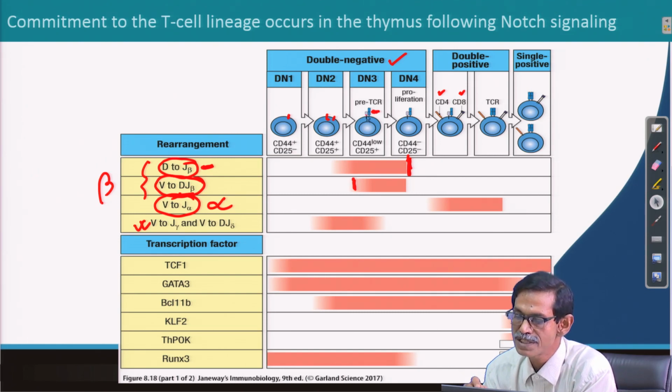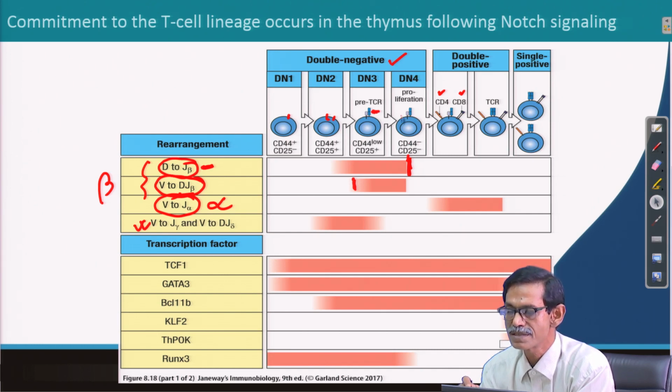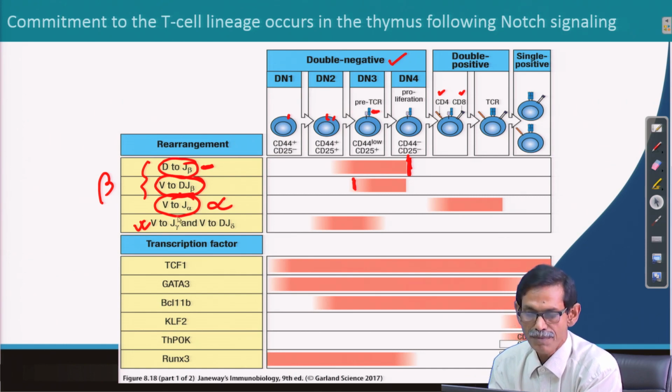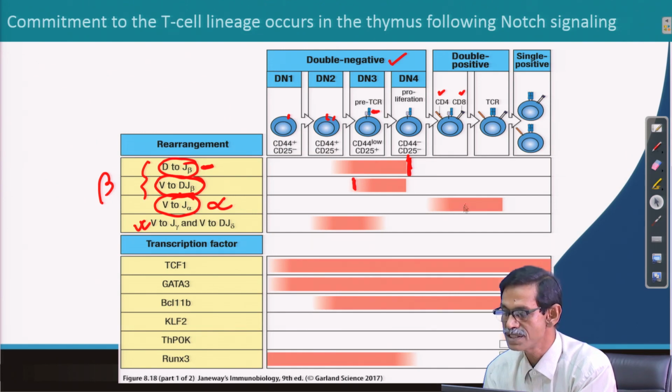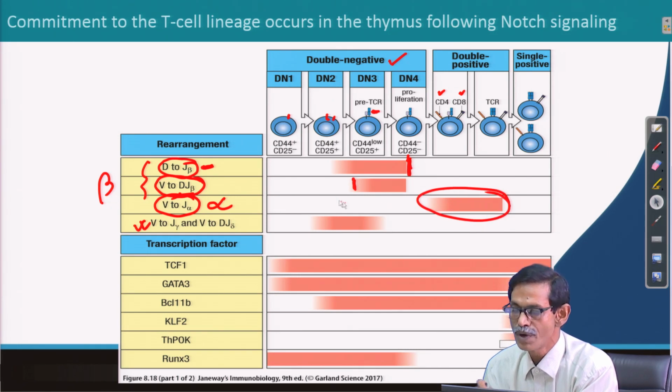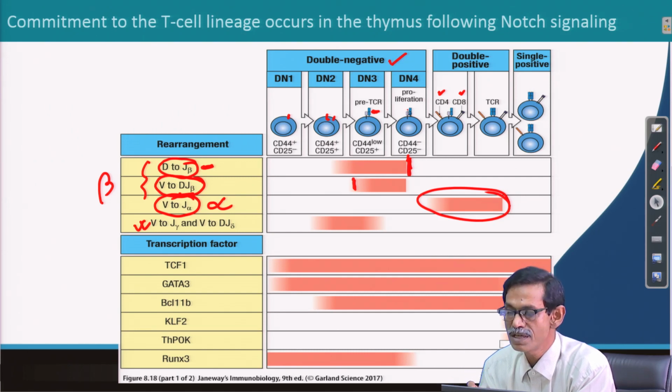And you see there is another small chain next to it. This is called the pre alpha chain, supporting the beta chain. In DN4 it is still there, the pre alpha chain, and V alpha J is where the alpha chain will be synthesized in this region. So, when the beta chain is complete, the alpha chain is not yet completed; only a pre alpha chain, the temporary supporting chain, is there to support it. So, there are 4 stages of double negative: DN1, DN2, DN3, DN4.